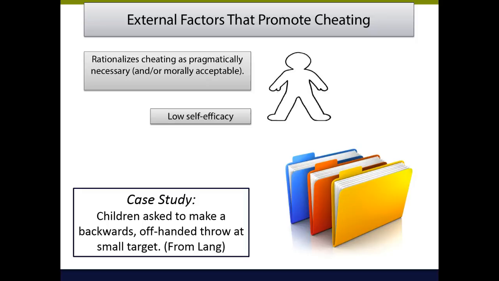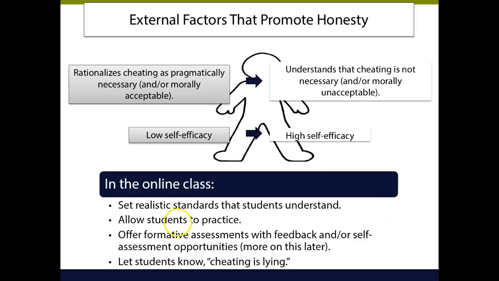Another external factor is when students can rationalize cheating as being necessary or morally acceptable, and when they have low self-efficacy. I'm going to skip this case study, other than to say that Dr. Lang offers this example where when little kids are given a task to complete that is extremely difficult for them to complete, almost all of them cheat at the task. Again, maybe not a surprise. When something is really difficult or almost impossible, but people want to accomplish it, if they can't do it, or if they don't know if they can do it or not, they're more likely to cheat.